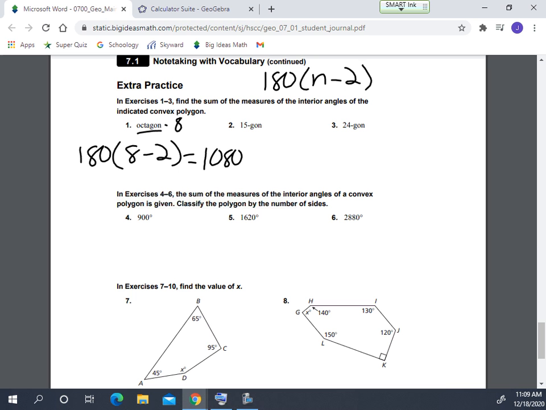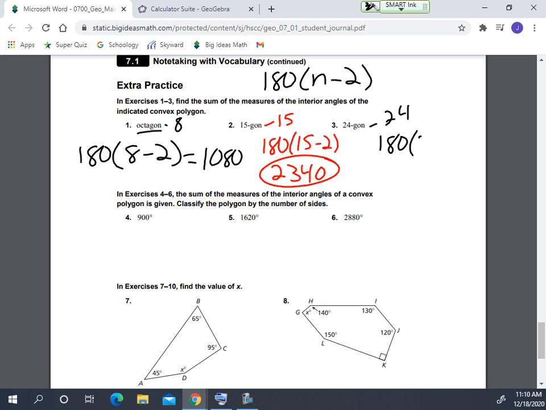Okay? 15-gon. What is that? That's just a 15-sided figure. Okay, so we have 180 times 15 minus 2. 180 times 13 is equal to 2340. Okay, and a 24-gon, right? 24 sides. We have 180 times 24 minus 2, which is 180 times 22, 3960.